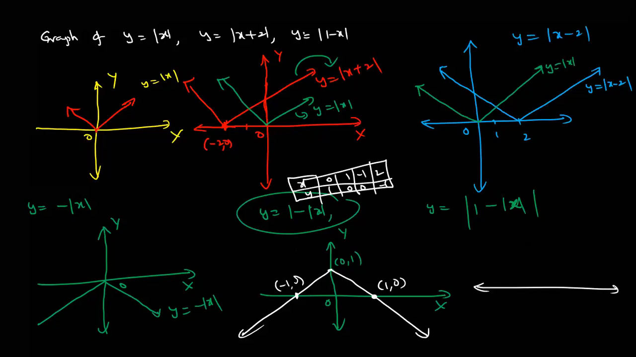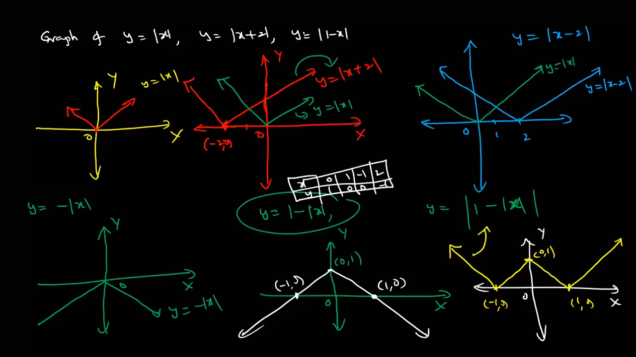So what about 1 minus modulus of x here? Same story. What are you observing? X is equal to 0. What is the value of y? 1. X is equal to 1, comma 0. Minus 1, comma 0 passing. But what is the diagram? Can you guess? It is coming exactly a W shape. That is the graph. See carefully. X can be any number, but y is always positive, which means completely above the x axis.